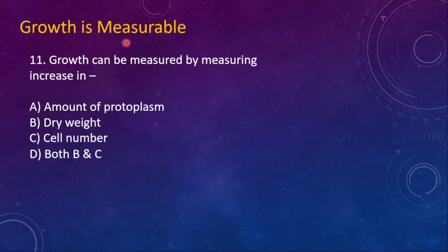Now the next concept is that growth is measurable. 11th one. Growth can be measured by measuring increase in A. amount of protoplasm, B. dry weight, C. cell number, D. both B and C. Here the right option is both B and C. By the dry weight and then by the cell number we can measure the growth, how it is increased.